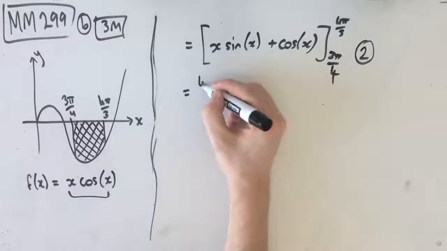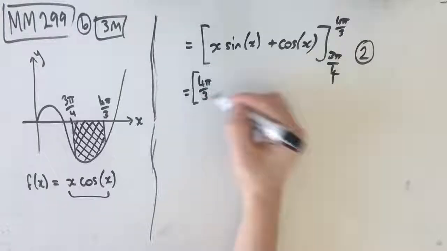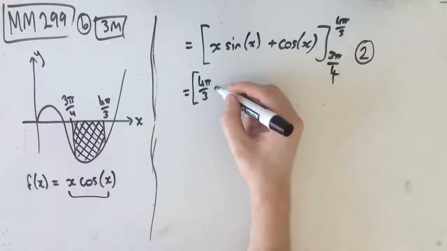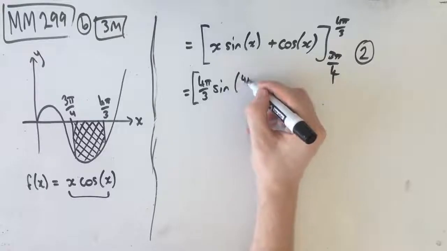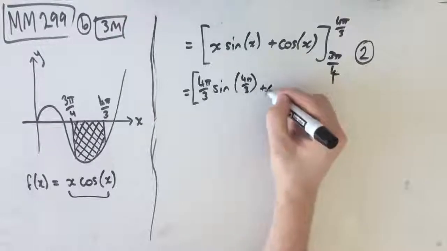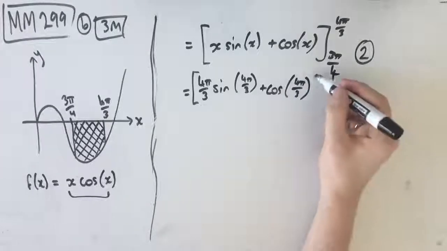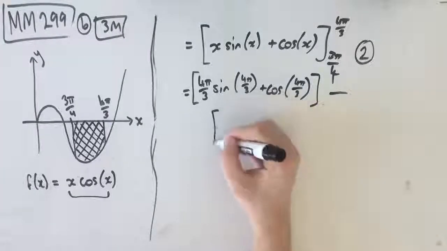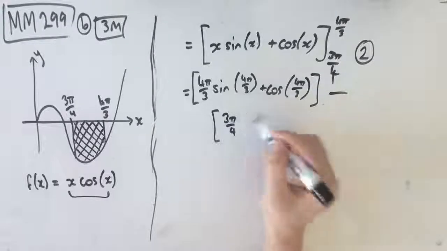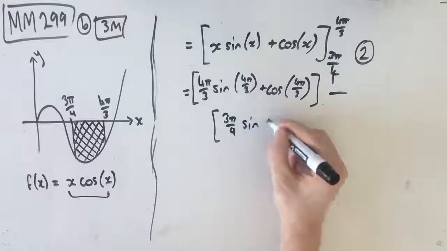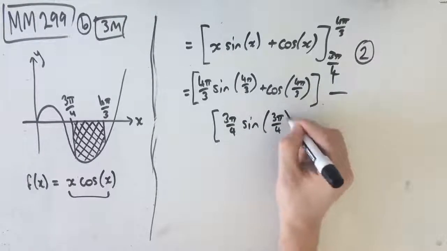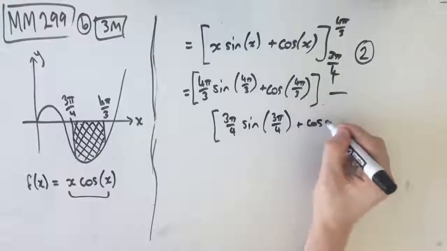So we get 4 pi on 3. We're subbing this 4 pi on 3 into all of our x values. So 4 pi on 3 sine of 4 pi on 3 plus cos of 4 pi on 3, and then minus 3 pi on 4 sine of 3 pi on 4, plus cos of 3 pi on 4.